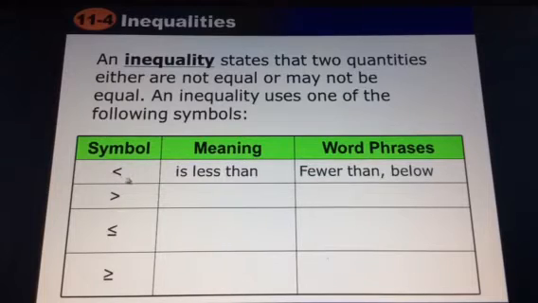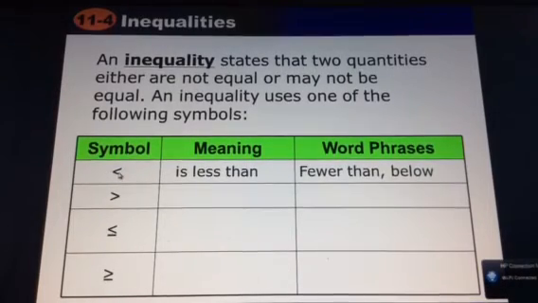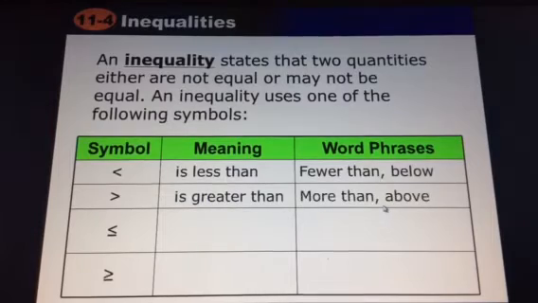The way I like to remember it is that the small side right here, the arrow is pointing towards the smaller number. So whatever this number is, it's going to be less than the number over here, which will be bigger. And so that means this next sign should be greater than, and some common phrases, more than, above.